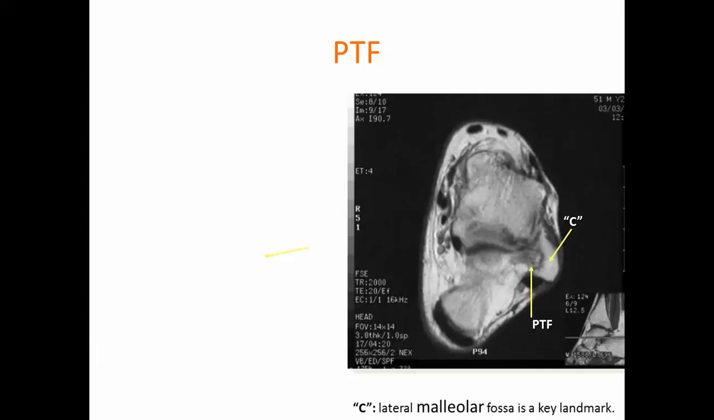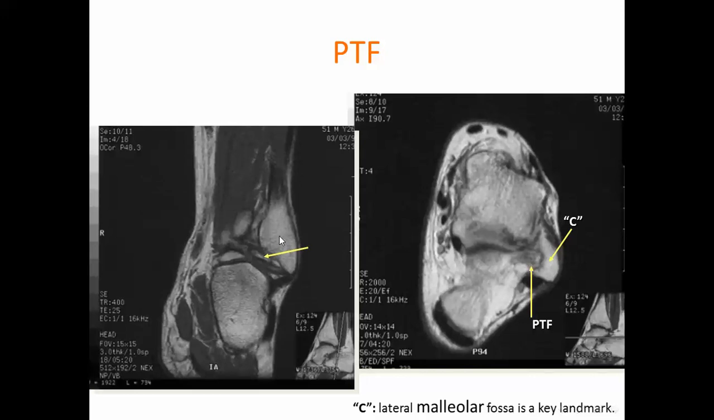The posterior tail of the fibula is again related to the concavity of the lateral malleolus, which is C-shaped. This is the posterior tail of the fibula. And here you can see the posterior tail of the fibula in posterior cuts, running between the calcaneum and the fibula. And this is the calcaneum and the fibula.